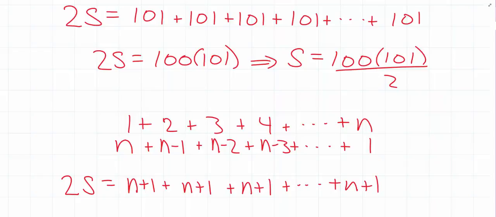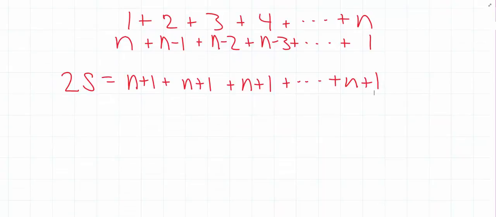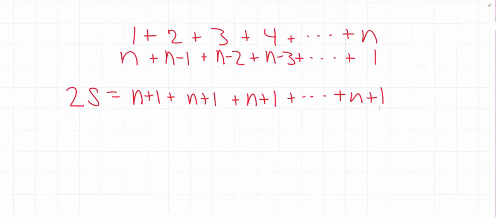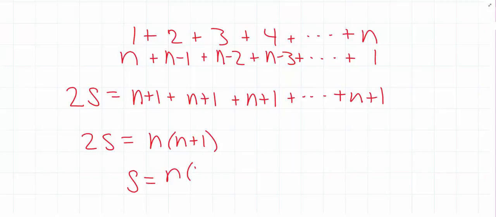Look at all those n plus 1s. Now, how many of those are there? There's n of them, right? Yeah, there's n. So look what I got. I got 2s equals n of these n plus 1s, divided by 2. And look what you get. You get a nice sum here. Look at that. So if you tell me how far you're adding or how far to go, I can tell you what the sum is.